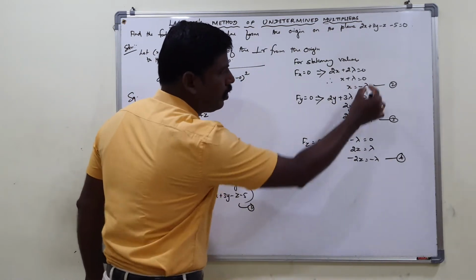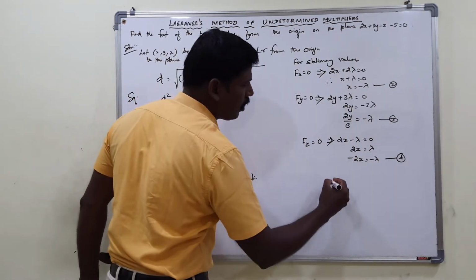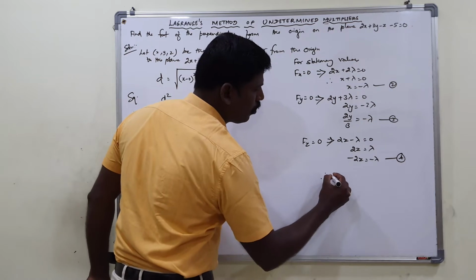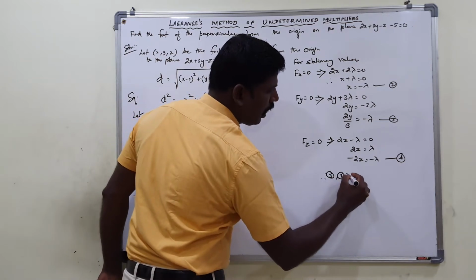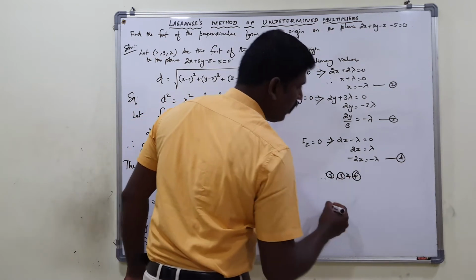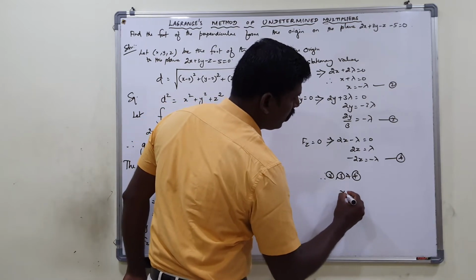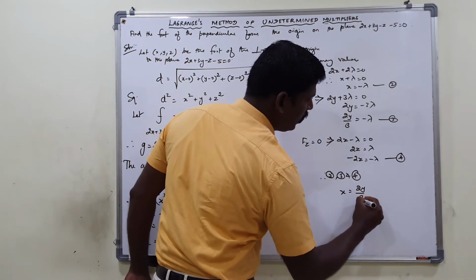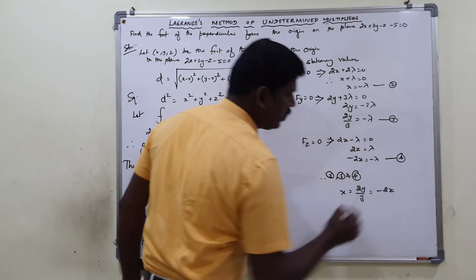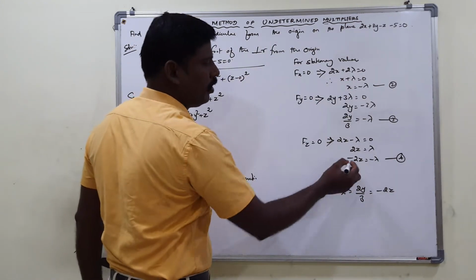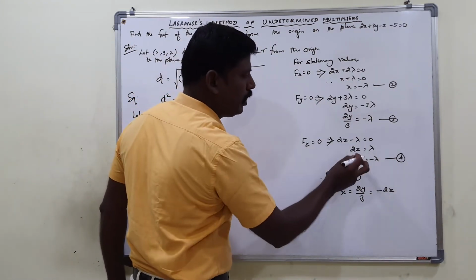From 2, 3, 4, the right hand sides are equal. Therefore, the left hand sides are also equal. Therefore, from 2, 3, and 4, what will we get? x is equal to 2y by 3 is equal to what? Minus 2z, isn't it? All are equal, isn't it? So x is equal to 2y by 3 equal to minus 2z.